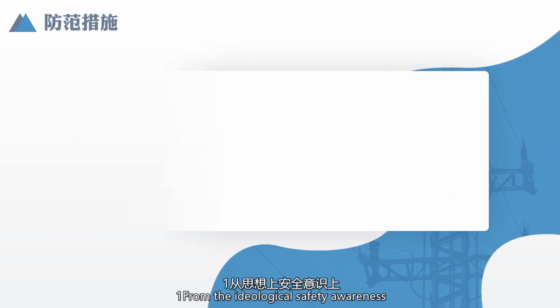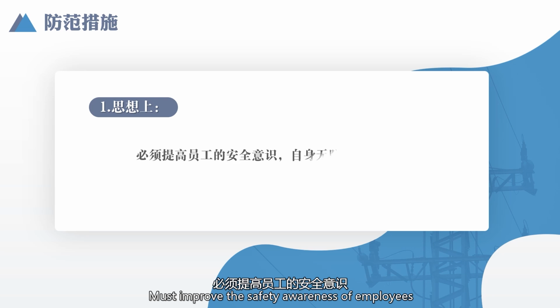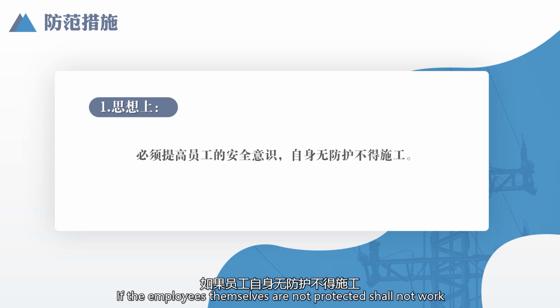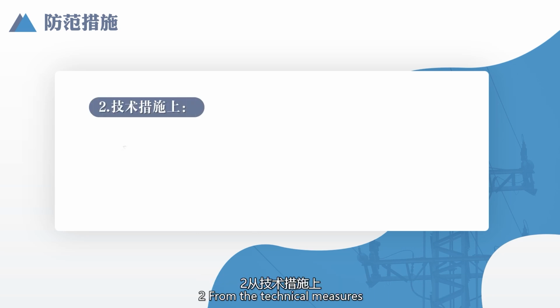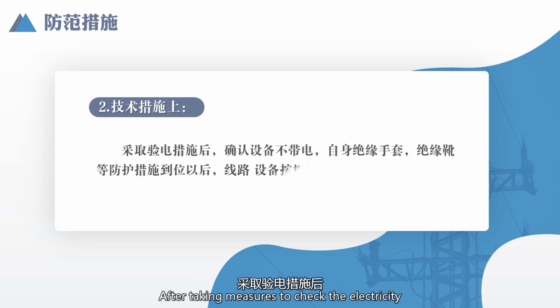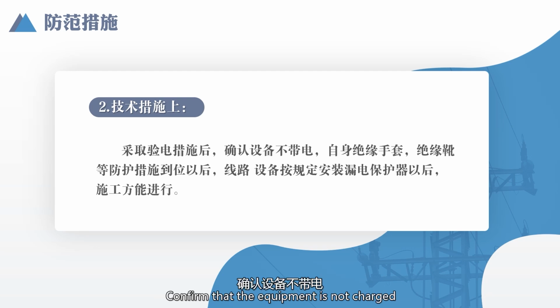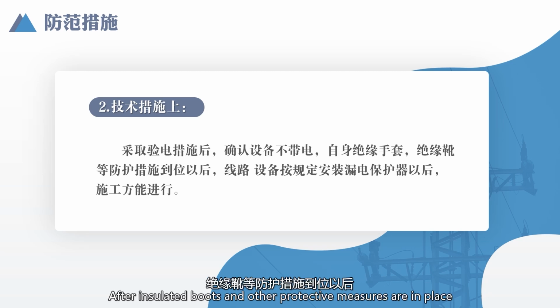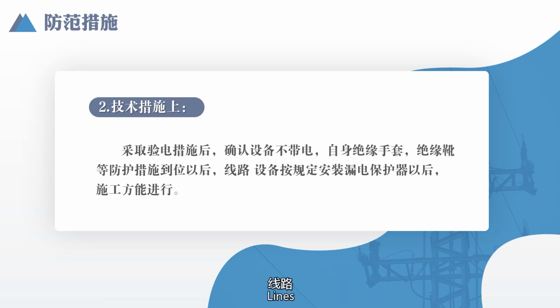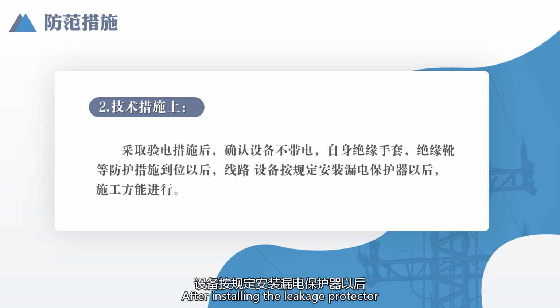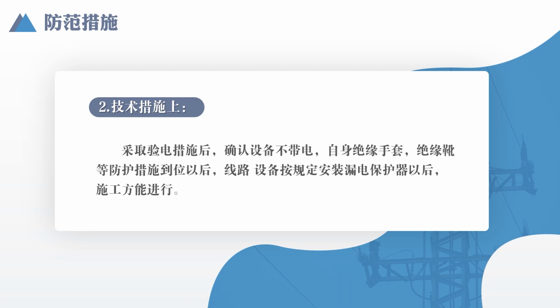Preventive measures. 1. From the ideological side, safety awareness: must improve the safety awareness of employees. If the employees themselves are not protected, they shall not work. 2. From the technical measures: after taking measures to check the electricity and confirm that the equipment is not charged, and after insulated gloves, insulated boots and other protective measures are in place, and after installing the leakage protector on the lines according to the regulations, construction work can only then be carried out.